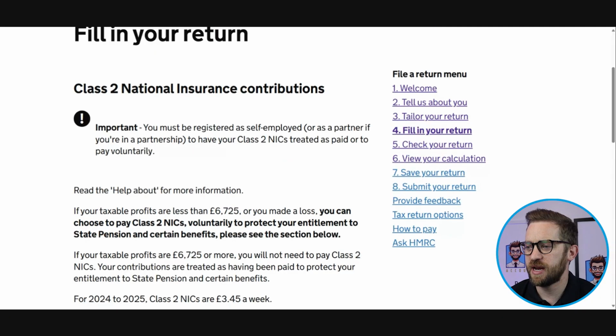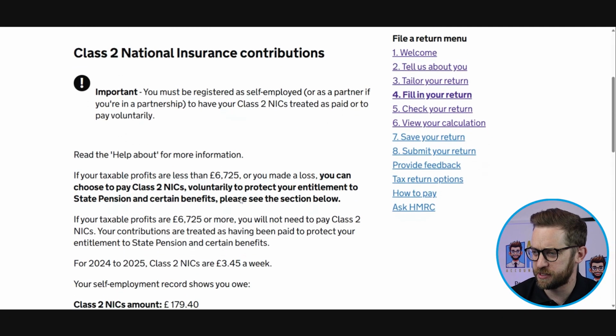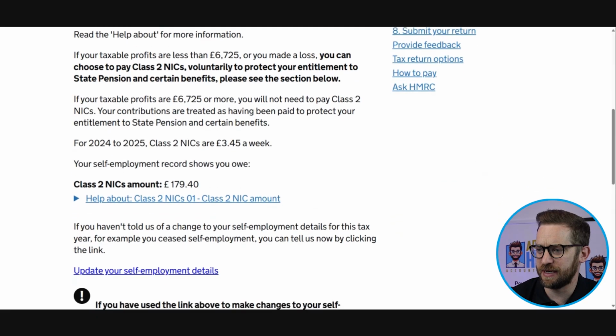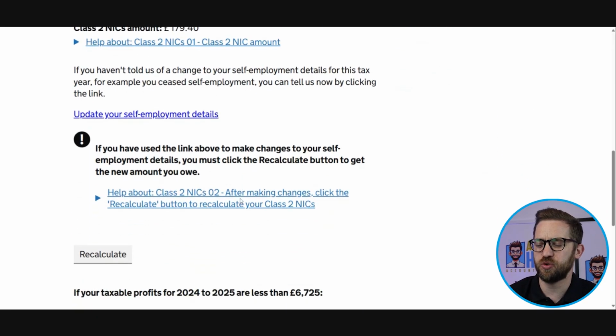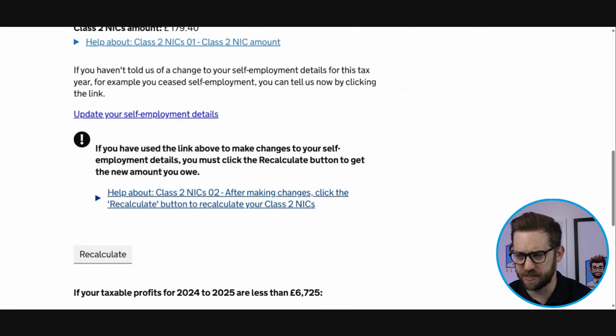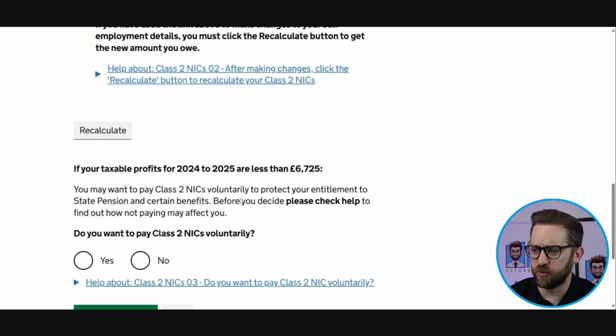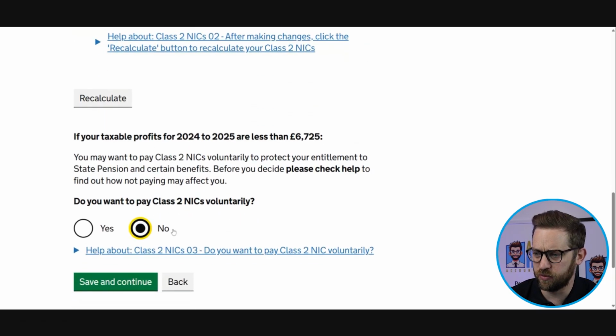Save and continue. Then I have a page on class 2 national insurance contributions. I'm not sure if this page has just been left in, but class 2 NI has been abolished for the self-employed. So you wouldn't want to pay it voluntarily. So we'll tick no here and we'll save and continue.